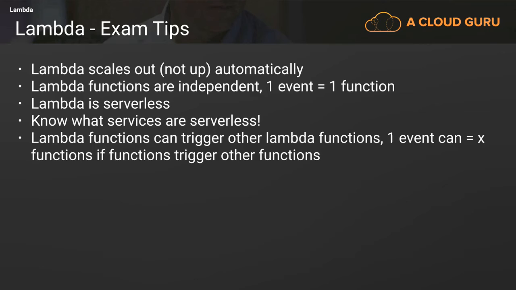Also remember that Lambda functions can trigger other Lambda functions. So one event can trigger an X number of functions. So you could have the fact that somebody uploads a picture to S3, that triggers a Lambda function. That could fire off an SNS notification, which triggers off another 10 Lambda functions. So it's not that one event always equals one Lambda function. You can have multiple Lambda functions from one event.